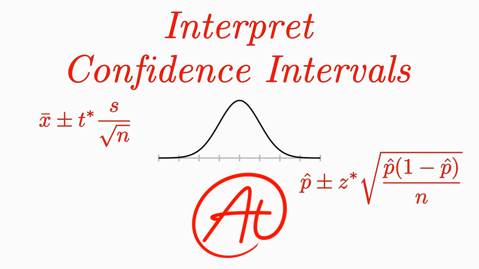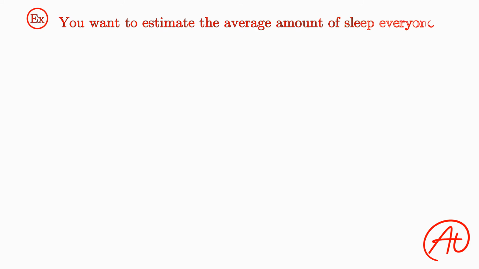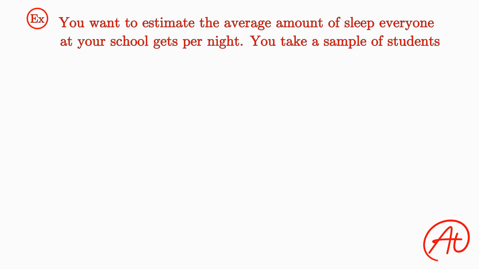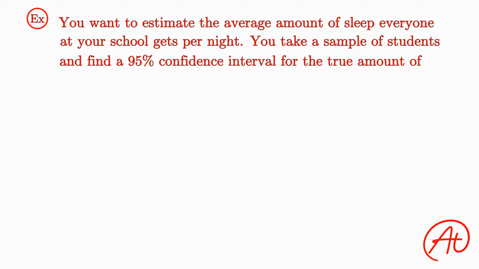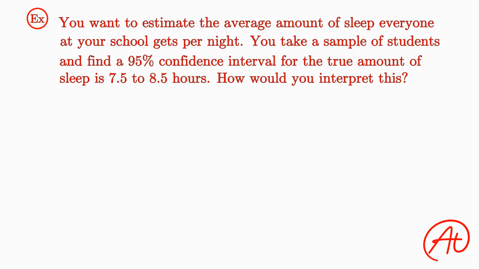I'm going to quickly explain how to interpret confidence intervals and why it's often so confusing. So for example, let's say you want to estimate the average amount of sleep everyone at your school gets per night. To do this, you took a sample of students and found that a 95% confidence interval for the true mean amount of sleep is 7.5 to 8.5 hours.